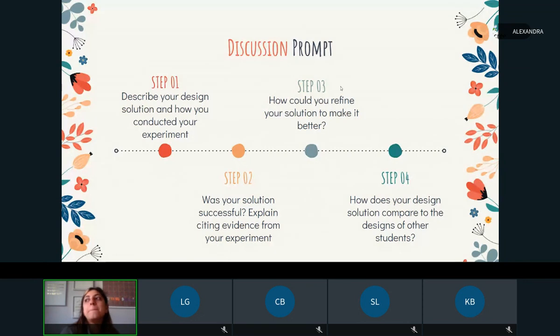Then how would you refine it? How would you make it better, right? What would you change for next time? And how does your design solution compare to the designs of other students? So that's when you are looking at your peers, and you can respond by talking about it and then including that in your own post.